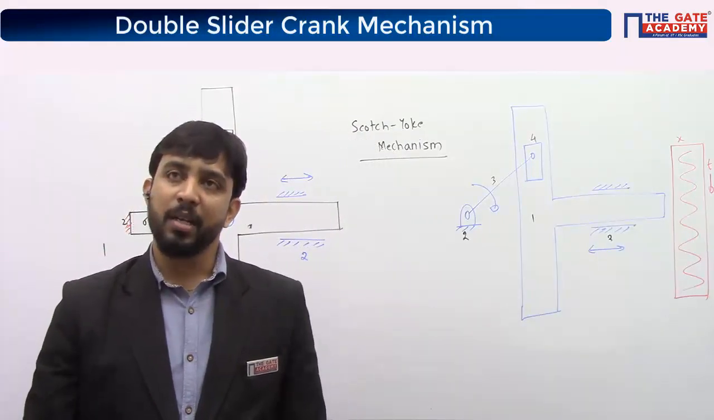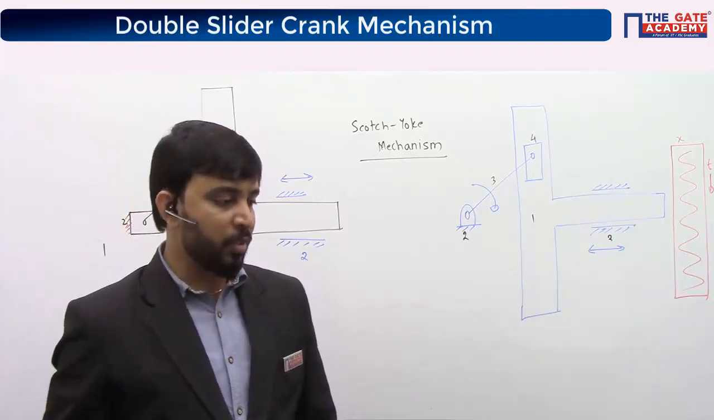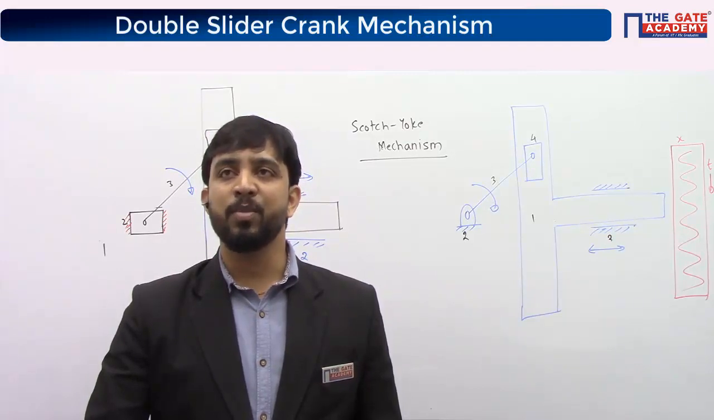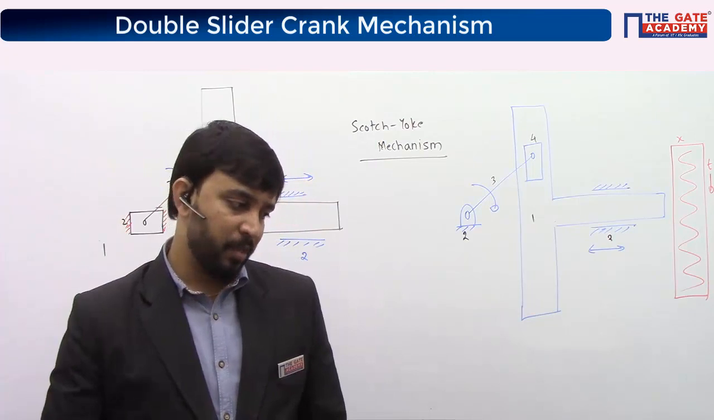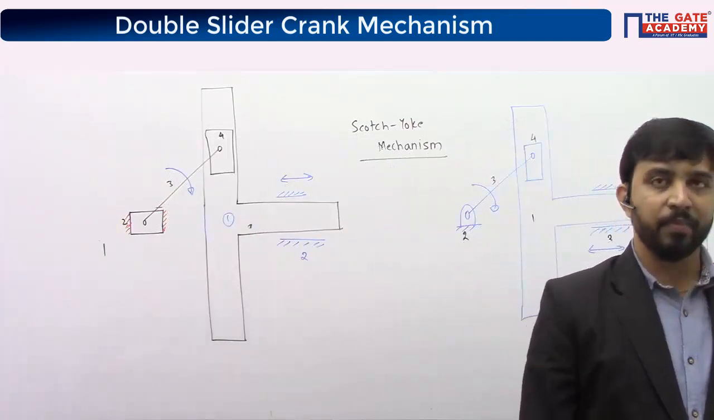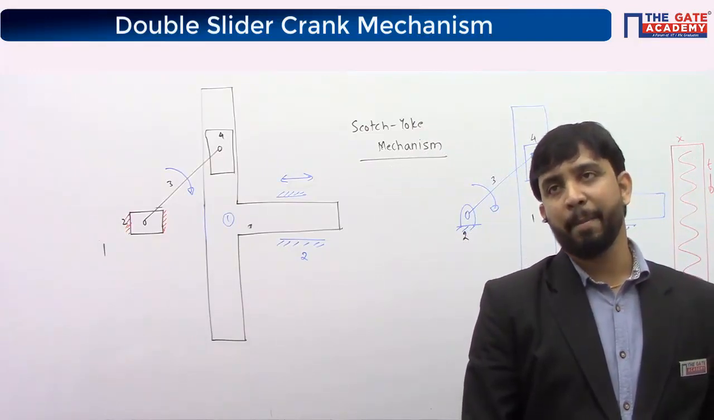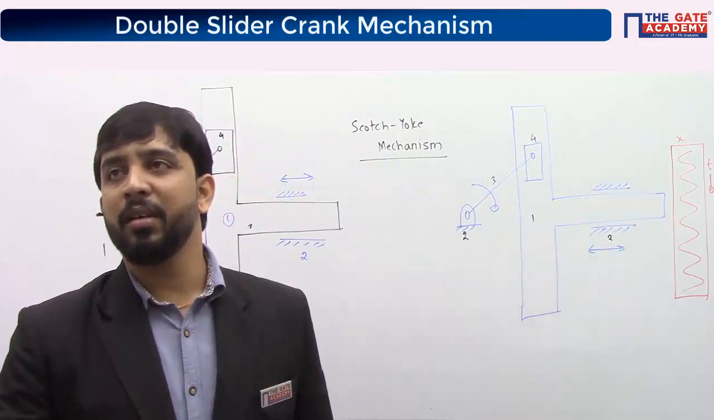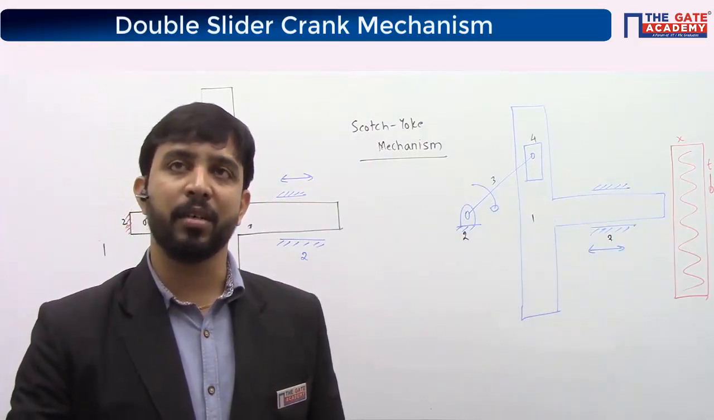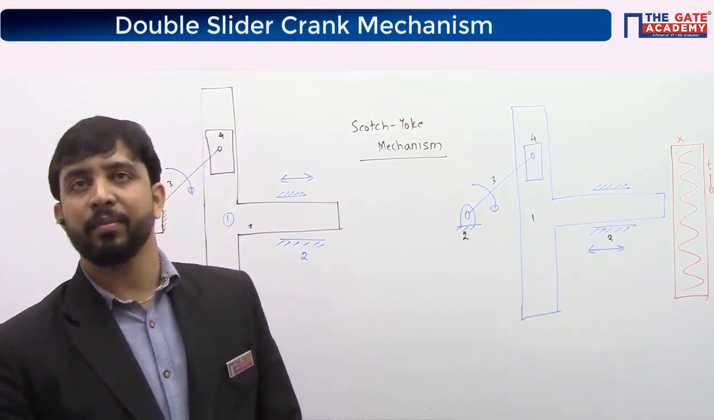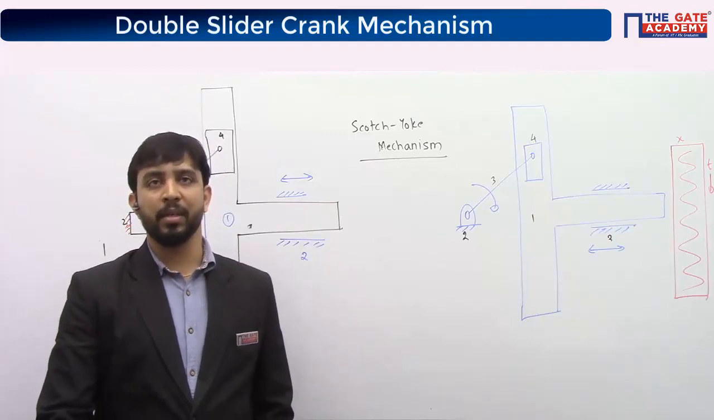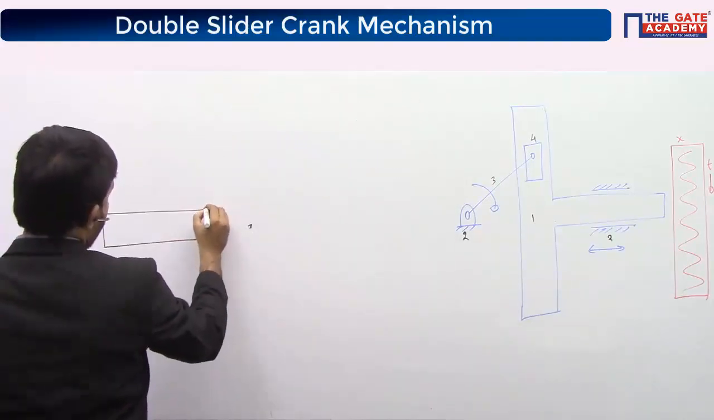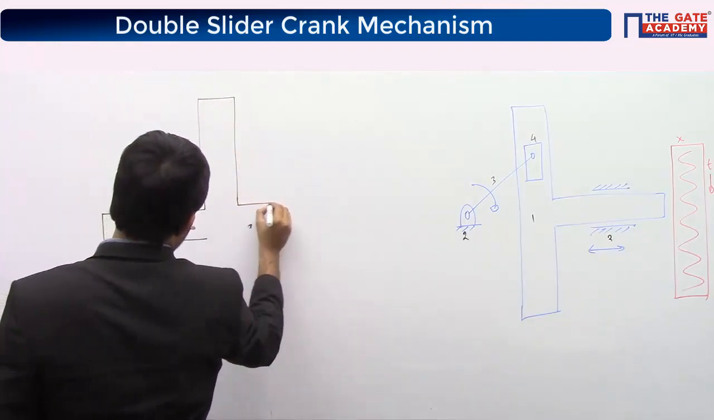Just write down like this. The displacement versus time plot for link 1 is a sine curve. Therefore, this mechanism is also called a sine function generator. The Scotch-yoke mechanism is also called a sine function generator, okay.